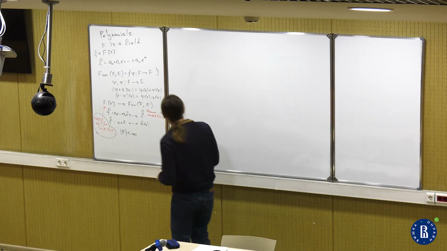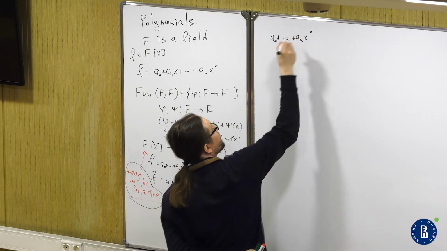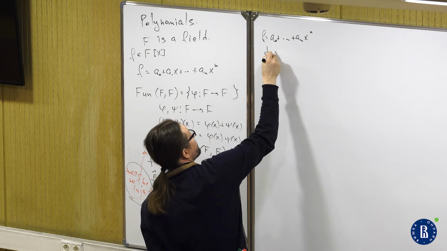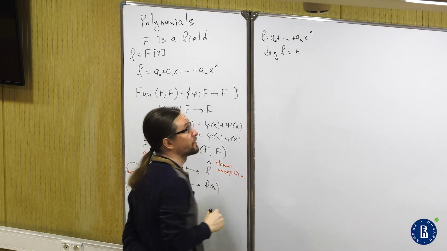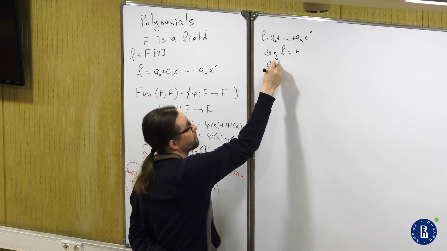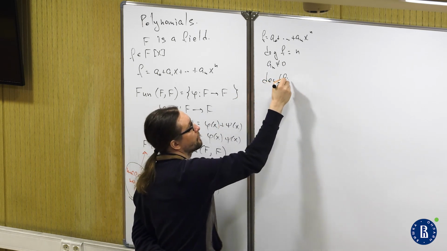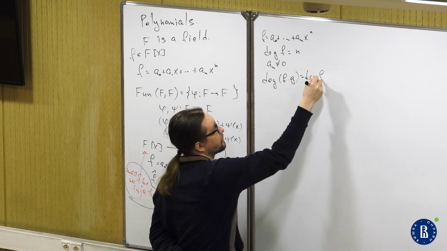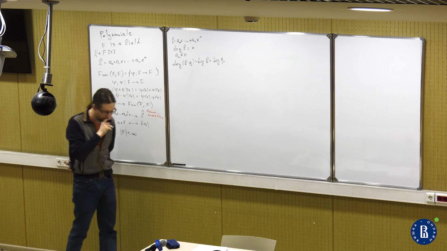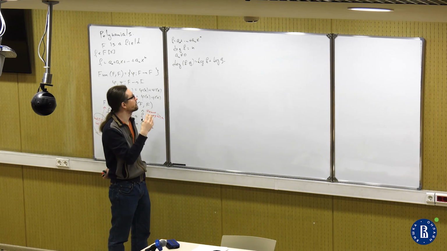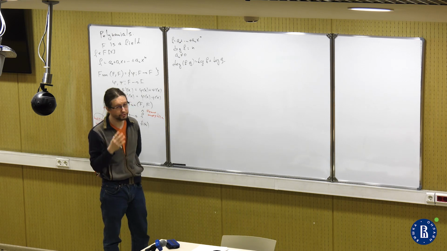The next thing, let me recall that if we have a polynomial, then the degree of this polynomial is the highest power with a non-zero coefficient. And in general, if we multiply the polynomials, the degree will be the sum of the degrees. Well, it looks simple, but it's not true in a general polynomial ring.